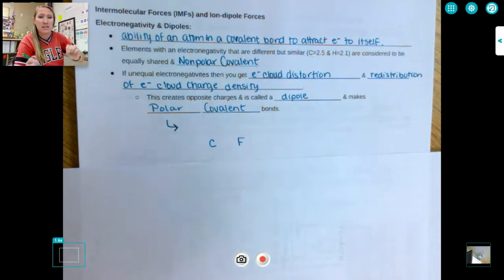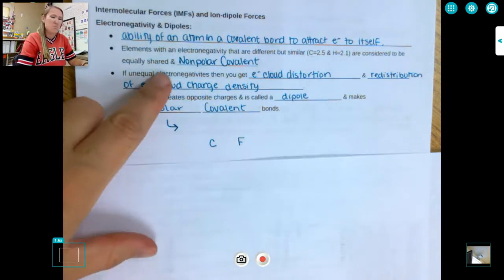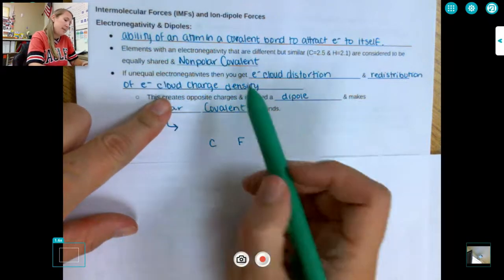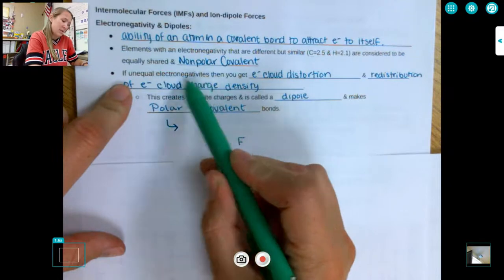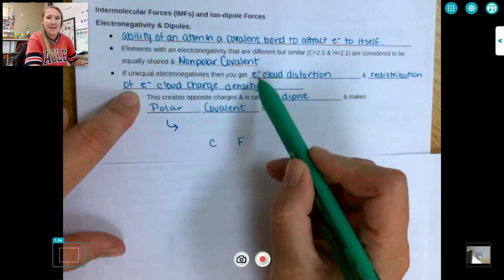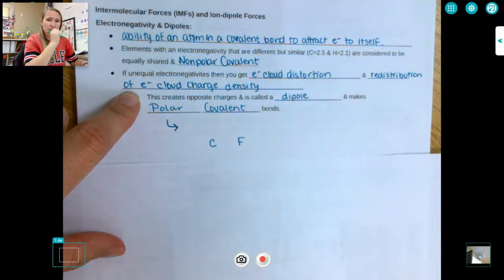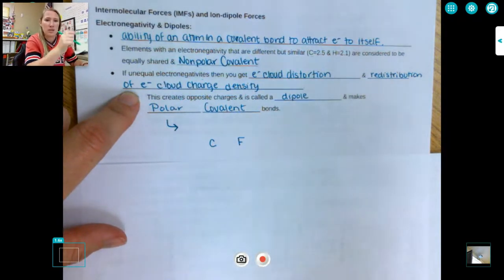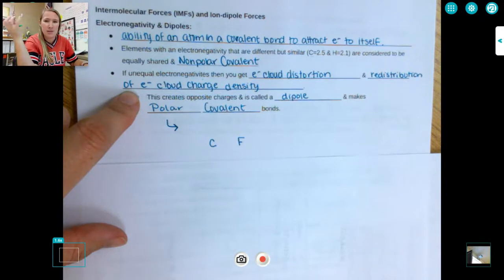That would be perfectly nonpolar, but these are more or less nonpolar because they're more than likely going to cancel out with something else. Okay. Now, if we have unequal electronegativities, then we're going to get an electron cloud distortion. So remember that electrons aren't just in one location. They're buzzing around our atom. Think of like that cloud of bees, right?